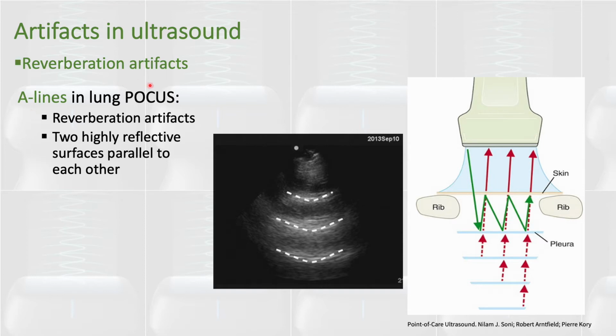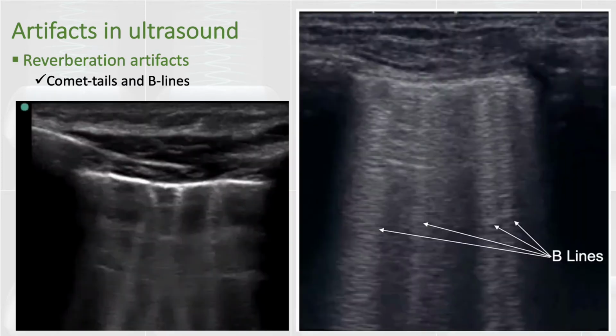So this is part of the reverberation artifact, and there's other reverberation artifact, as we'll see. Another reverberation artifacts are really important ones. They're called B-lines.